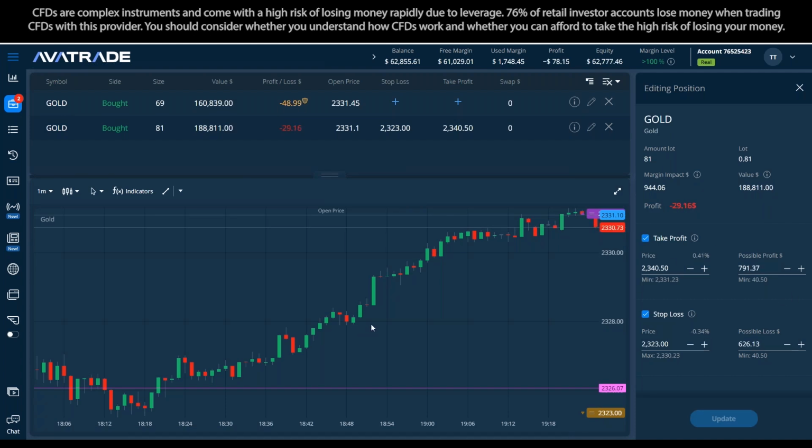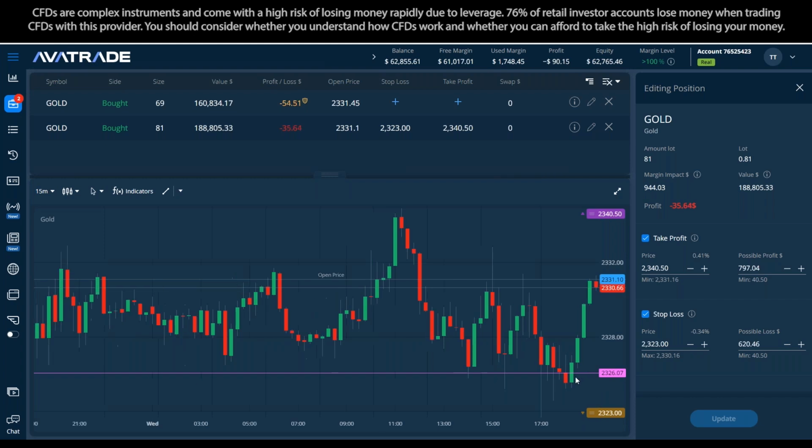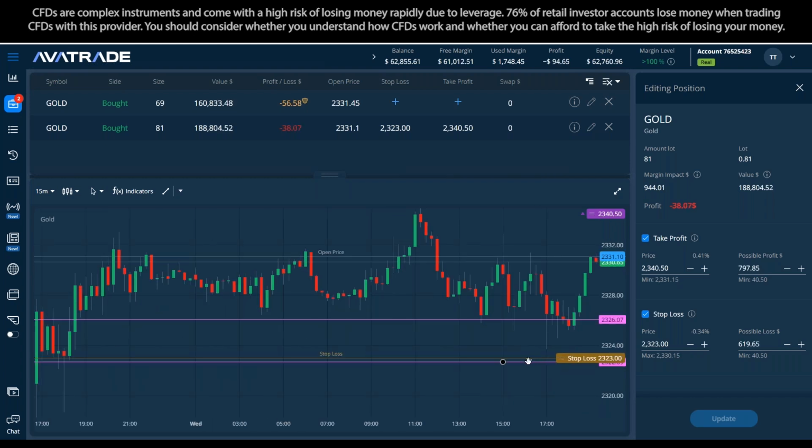And when you're looking at the chart from this perspective, where you're looking at your open trades, you can move your stop loss and take profit by just simply dragging it on the chart. You see, here's my stop loss line.